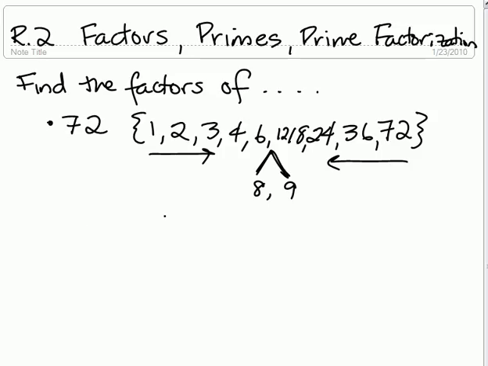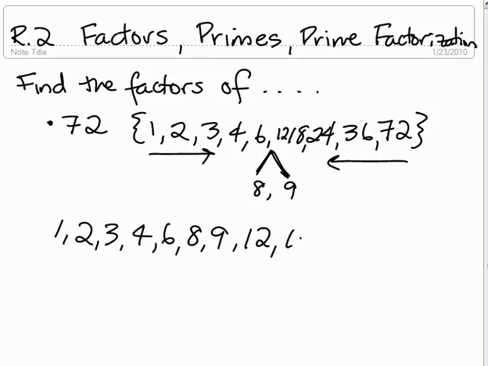So let me rewrite this a little bit so it looks a little bit nicer. We have 1, 2, 3, 4, 6, 8, 9, 12, 18, 24, 36, and 72. Woo-hoo-hoo. You're saying, that's not so few. Well, it's not so few, but it's a lot less than infinitely many. So those are the factors of 72.